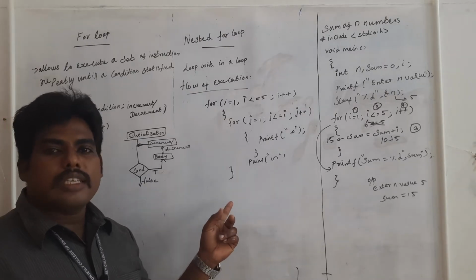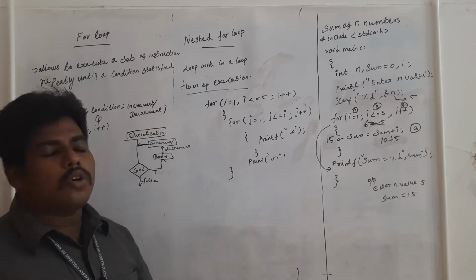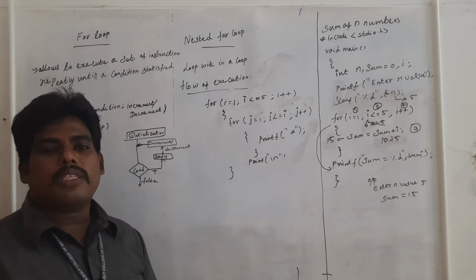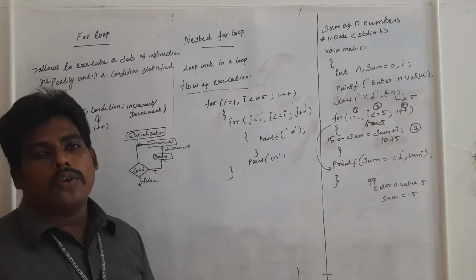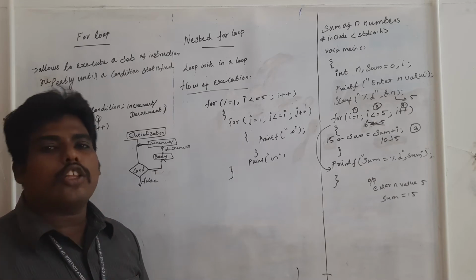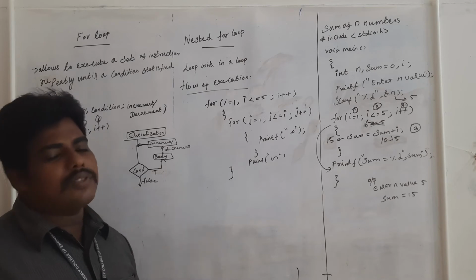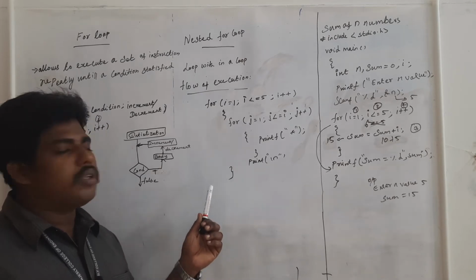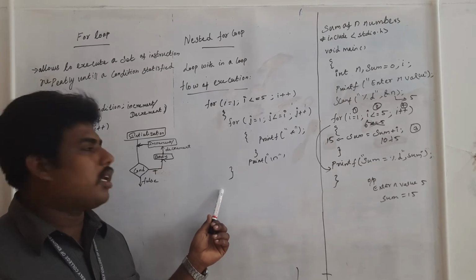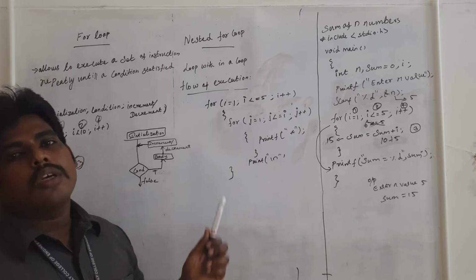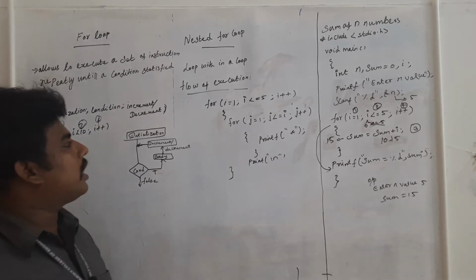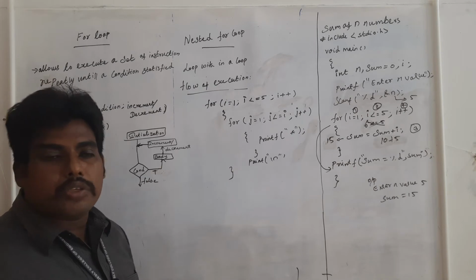The next one is the nested for loop. A nested for loop is nothing but a loop which is present inside another loop. If one for loop is present inside another loop, we say it is a nested loop. The nested loop is very important because from the second unit itself, for arrays, 2-dimensional arrays and all, we are going to use this nested for loop. So listen carefully to how the flow of execution works.